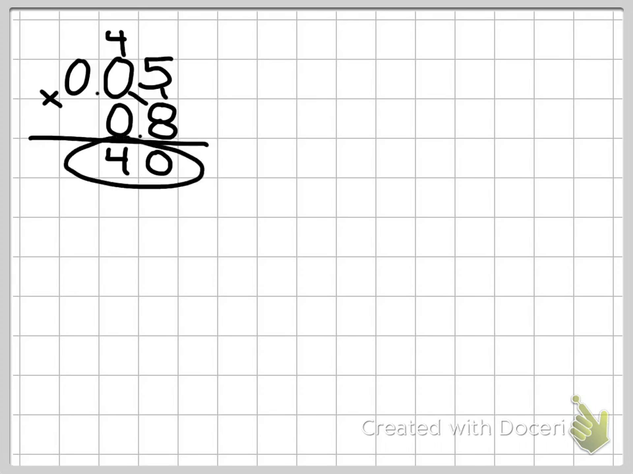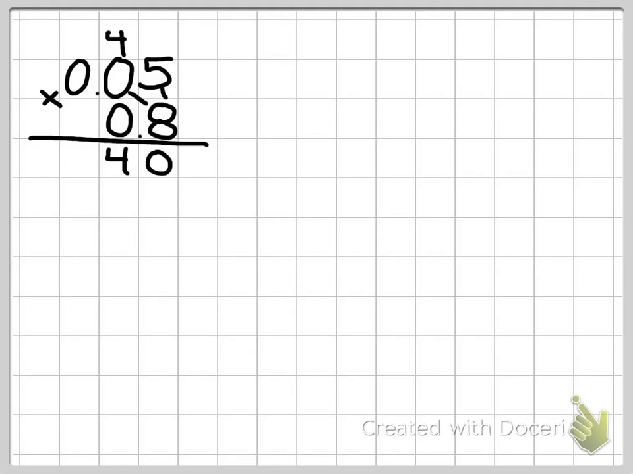What? How could something less than 1, not just a little less than 1, way less than 1, times something less than 1 equal 40? It can't. What we're going to do here is look at how many digits we have to the right of the decimal. Here we have 2 digits to the right of the decimal. And here we have 1 digit to the right of the decimal. That is a total of 1, 2, 3 digits to the right of the decimal. So in our answer, we need to have 3 digits to the right of the decimal.